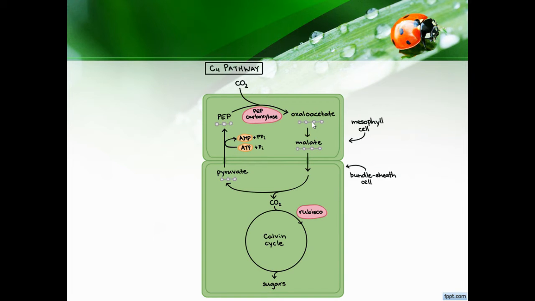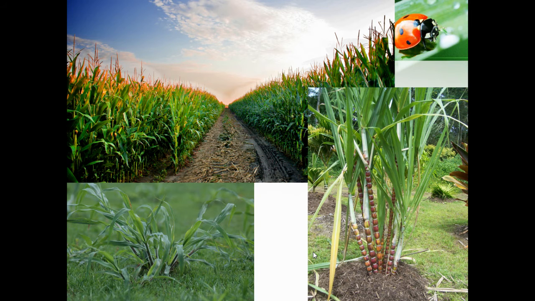It happens in 2 different layers of the cell, or of the plant, in the mesophyll layer and in the bundle sheath cells. Got your Calvin cycle going on down here. Don't need to worry too much about exactly what's occurring in here. Just know that it's an alternate pathway and that the stomata are partially closed. And here's some pictures of what types of plants, rather, go through the C4 pathway.